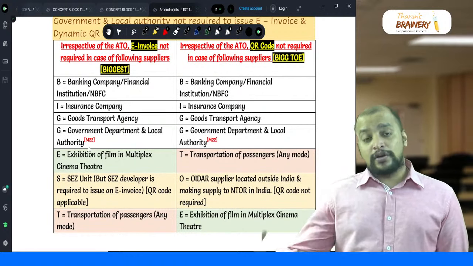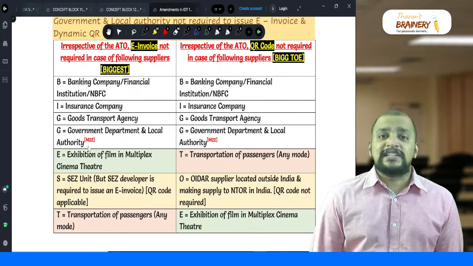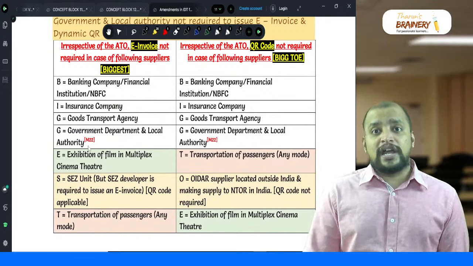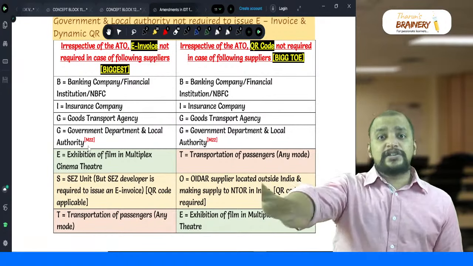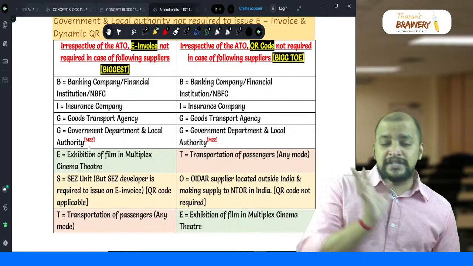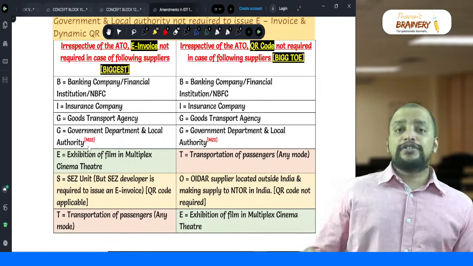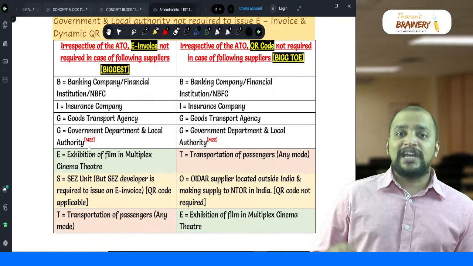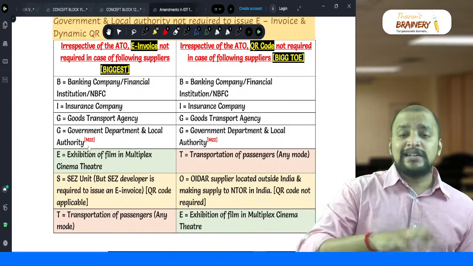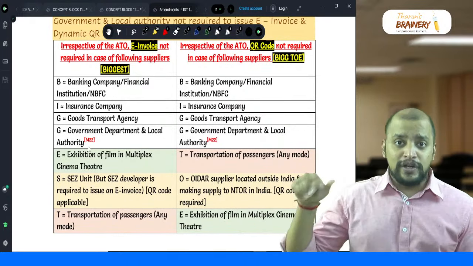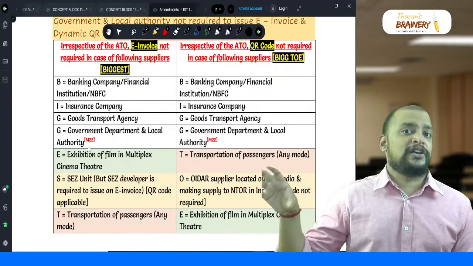Same way, QR code, dynamic QR code also same, but only thing that SEZ unit is replaced with OIDAR supplier located outside India, making supply to a non-taxable online recipient in India. Rest of the points are same. Whatever we have seen for e-invoicing, that will be applicable for this dynamic QR code also. So there you can remember BIGGTOE. So BIGGTOE, then they are not required. So in the BIGGEST, that S is gone. In that place, O is there. Okay. That is OIDAR supplier located outside India, making supply to a non-taxable online recipient in India.